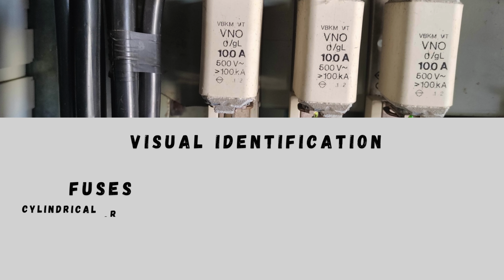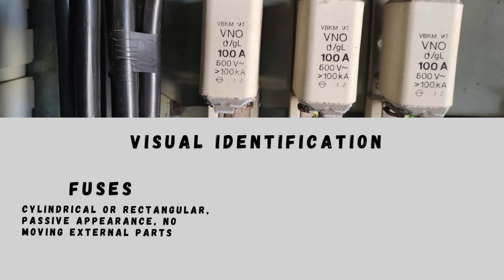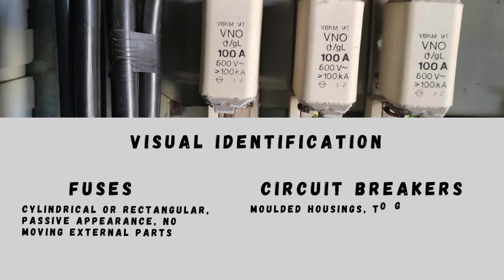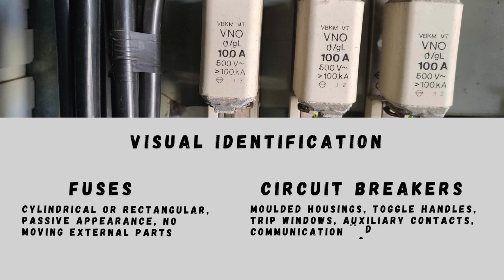Industrial fuses are typically cylindrical or rectangular, installed in fuse holders or switch fuse disconnects, and passive in appearance with no moving external parts. Circuit breakers have molded housings, toggle handles or rotary operators, and often include trip windows, auxiliary contacts, and communication modules. Breakers are visibly more complex and functionally so.